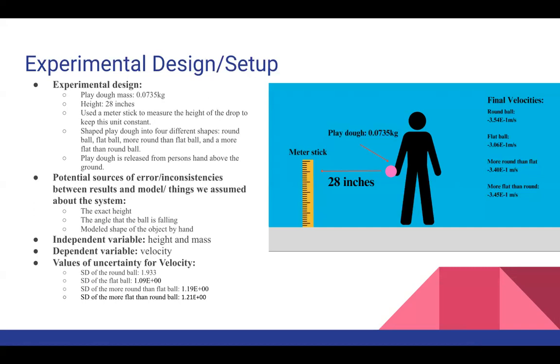And as I stated, the independent variables would be the height and the mass, and the dependent variable would be the velocity. After exporting our data into Excel, we were able to find the values of uncertainty for velocity for each shape. So the standard deviation of the round ball would have a value of uncertainty of 1.933. The standard deviation of the flat ball would have a standard deviation of 1.09. The more round than flat ball would have a standard deviation of 1.919, and the more flat than round ball would have a standard deviation of 1.21.